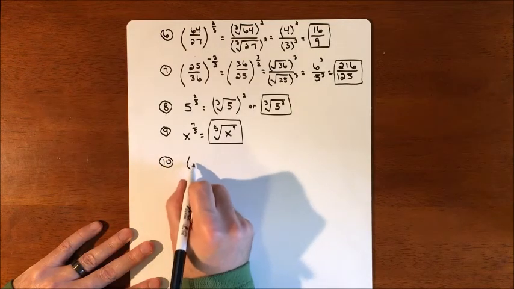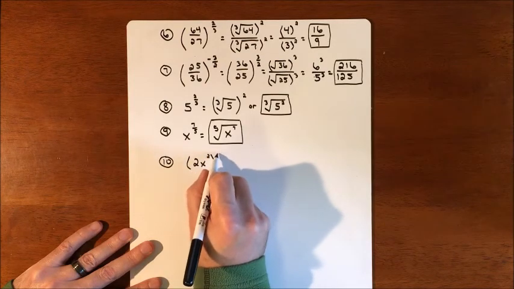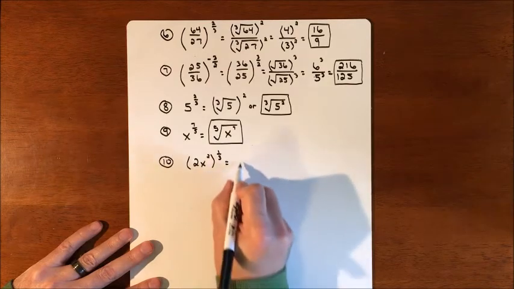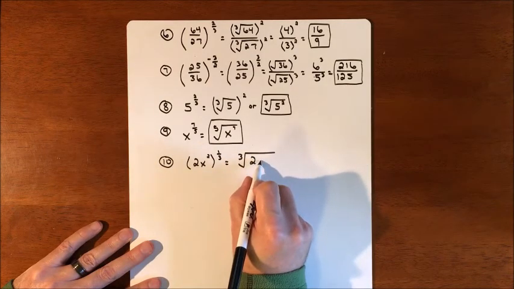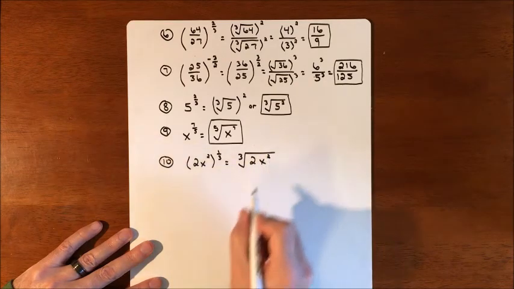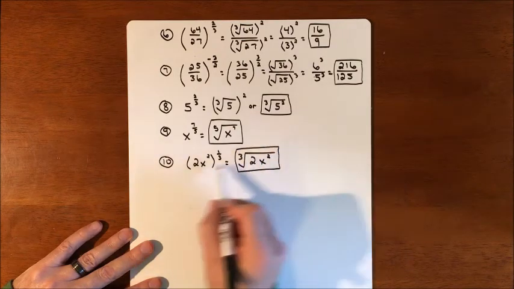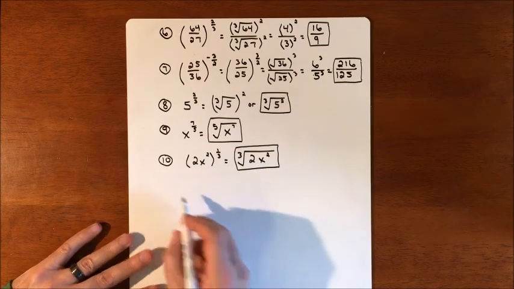All right, so what if you have multiple pieces and they have a power to them? Well, start off with 2x to the 2/3: the cube root of 2x, squared. And that's it. So everything that has the power on it is really everything inside the cube root.